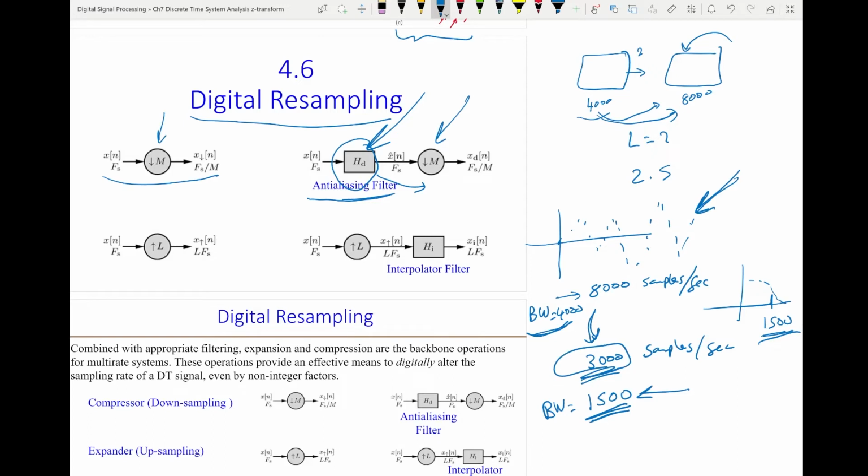I lost some high frequency because of the filtering here, but at least I avoid this high frequency being aliased or acting like low frequency and distorting the signal further.